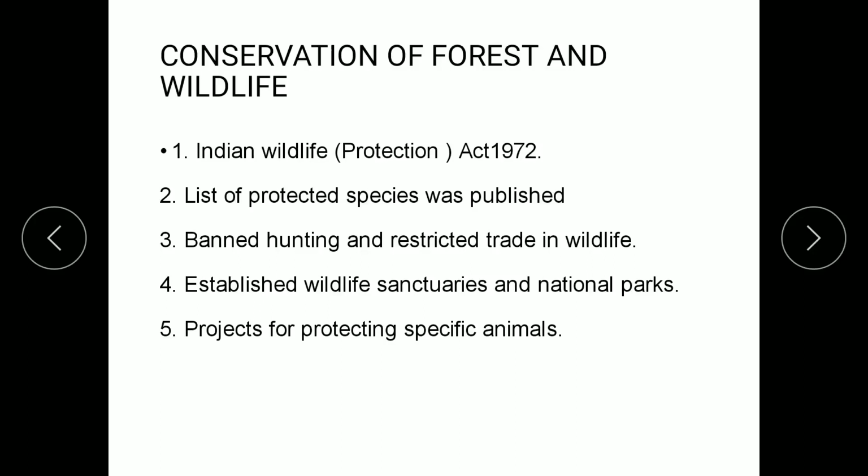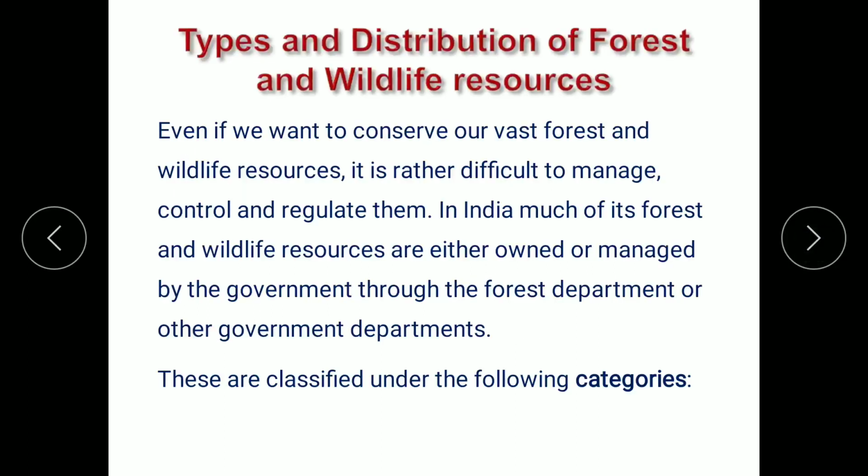Some important names are the Nilgiri, Nokrek, Gulf of Mannar, Tamil Nadu, Sundarban, Kaziranga Park, Jaldapara, Simlipal, Kanchenjunga, Manas, Jim Corbett Park, Dachigam Sanctuary, Gir Forest. So many national parks and biosphere reserve forests were made protected for the growth and development of different types of species. So we have to see the type and distribution of forest and wildlife.